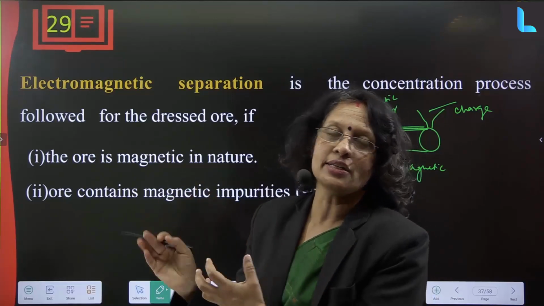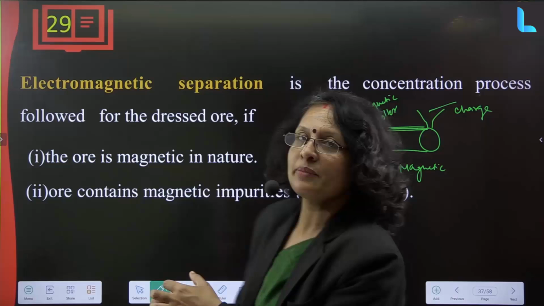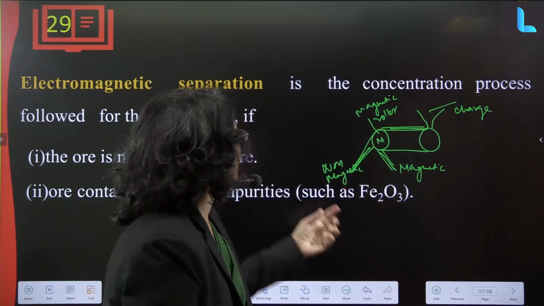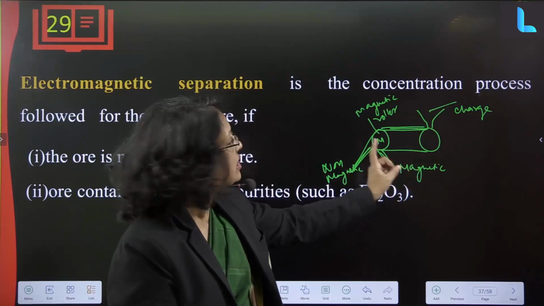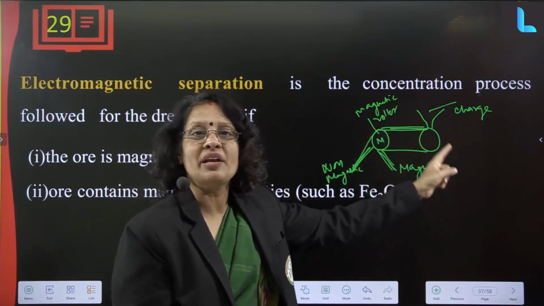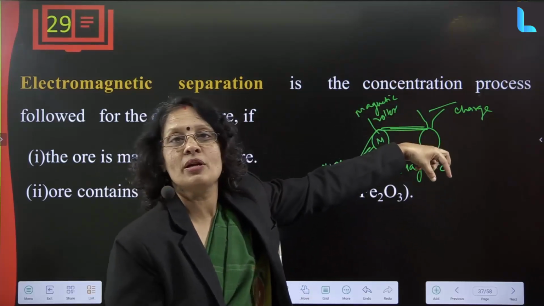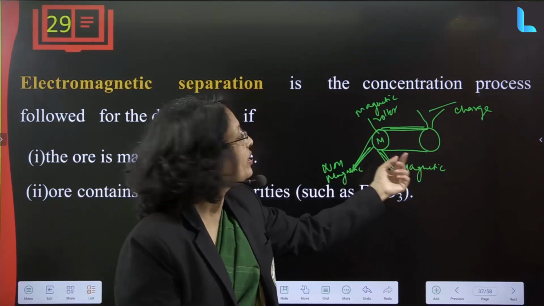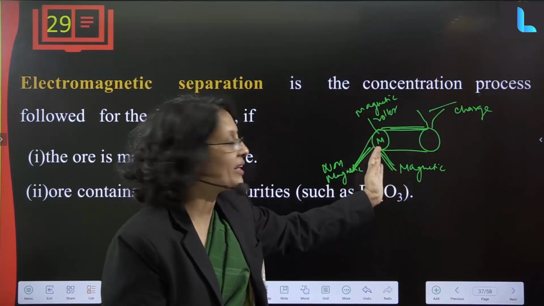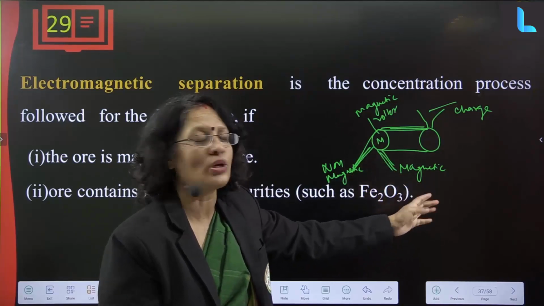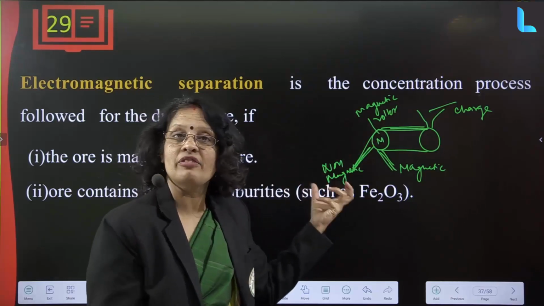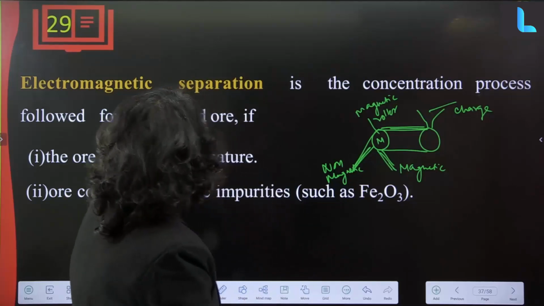One is magnetic separation. Sometimes magnetic impurities are present. How to remove them? There will be an apparatus with two rollers, one magnetic roller and one non-magnetic roller, and a conveyor belt. The charge, the raw material, will be put in from here and the belt will start. Particles which are magnetic in nature will get attracted towards the magnet and form a heap close to the magnetic roller, and particles which are non-magnetic get repelled and form a separate heap away from the magnet. This is called magnetic separation.